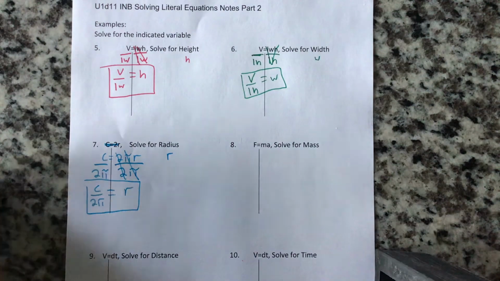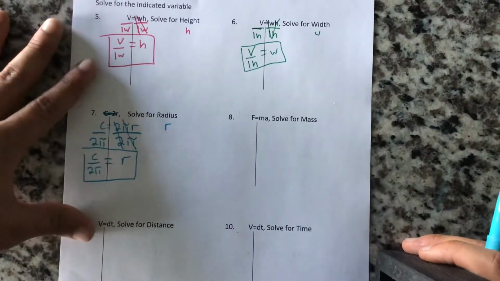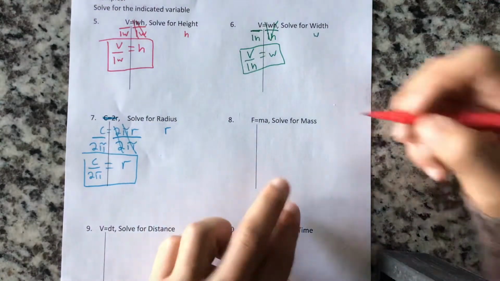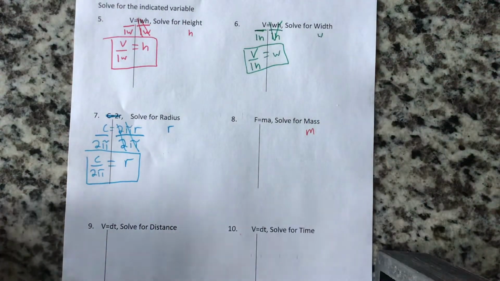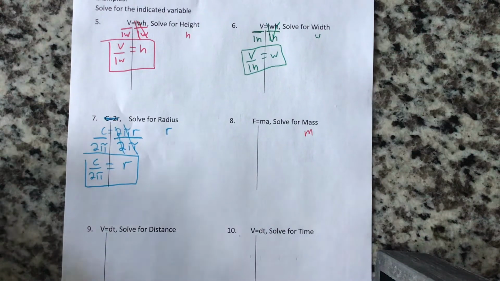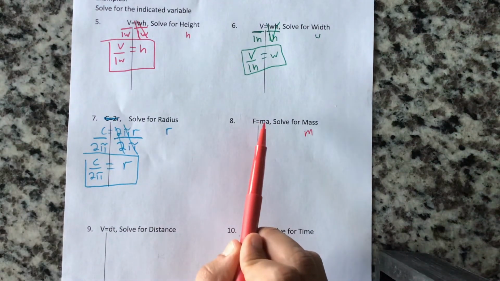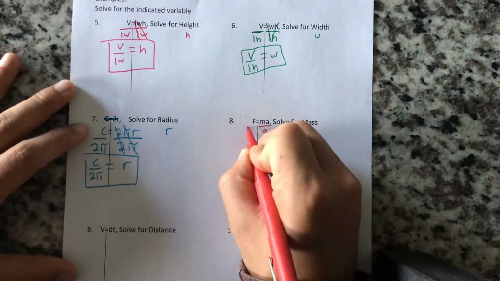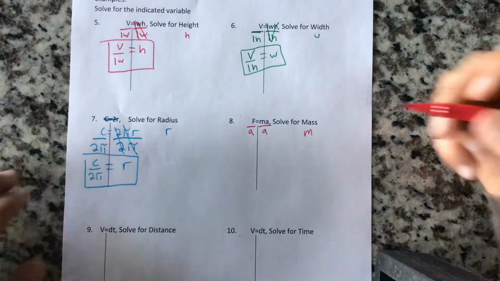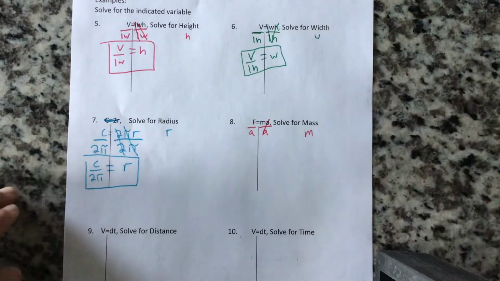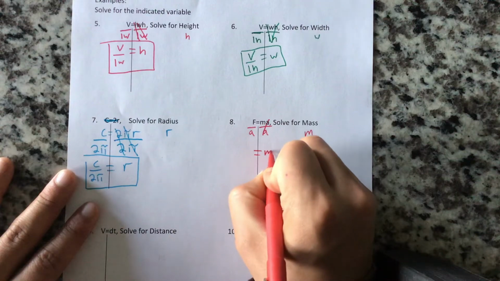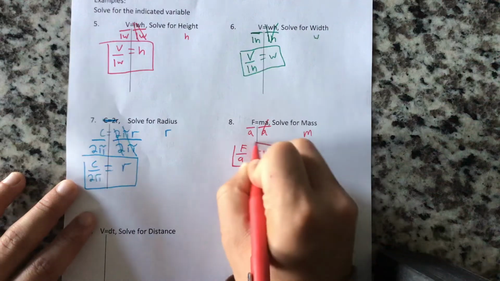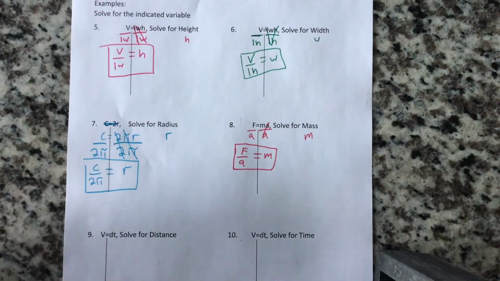Okay. Number 8. I have F equals ma, and I want to solve for mass. So in this equation, mass is going to be m. So I need the m by itself. Okay. So on the right side, I have m times a. So to undo that, we're going to just divide by a. Okay. So on the right side, the a's will cancel. And all I'm left with is m on the right side and F divided by a on the left side. And that's it. Easy step.